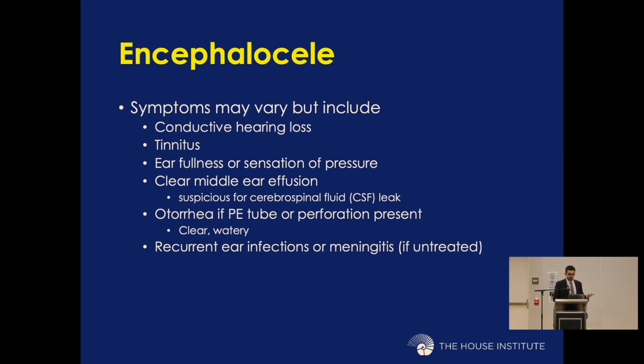They would get tinnitus, ear fullness. If there is associated CSF leak, they would have a clear effusion in the middle ear. And if you put a P tube, then you can get just persistent otorrhea through that, and it would be a clear, watery fluid. And if they get recurrent infections or meningitis, then you really need to operate on these patients.